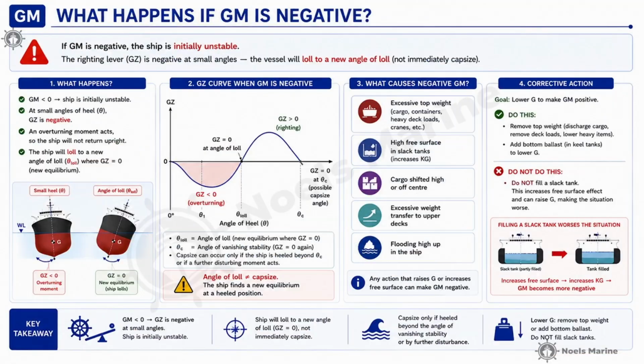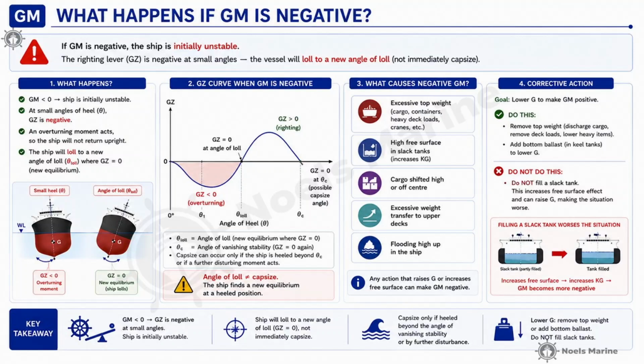Section 3. Negative GM. What happens next? So what happens if GM hits the negatives? The situation instantly becomes incredibly dangerous because your ship is completely unstable right from the start. At small angles, the righting lever, GZ, actually becomes negative itself. Because of this, the vessel will just automatically heel over to a completely new angle. We call this the angle of loll. And worse, it will settle into a really dangerous new equilibrium right there.